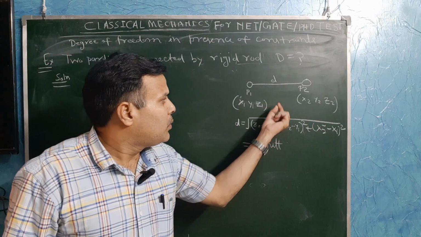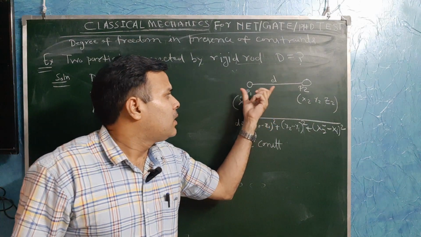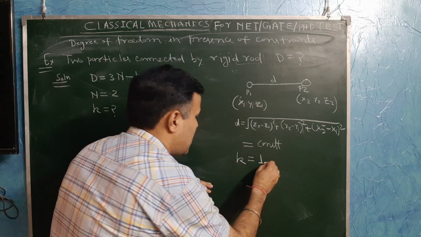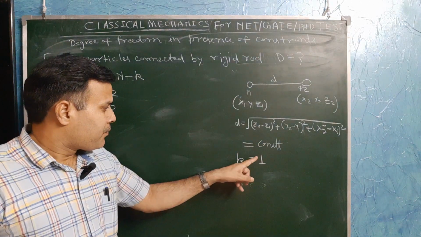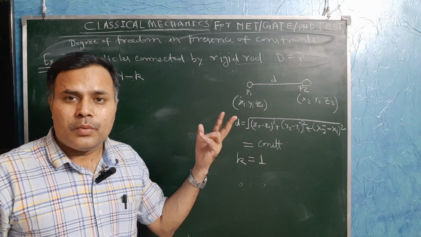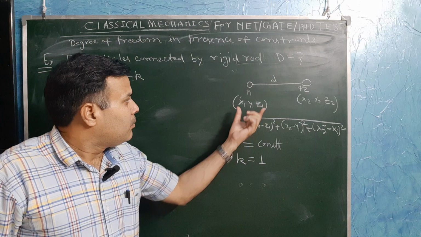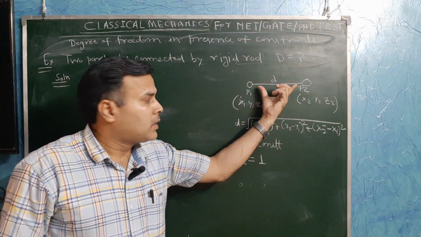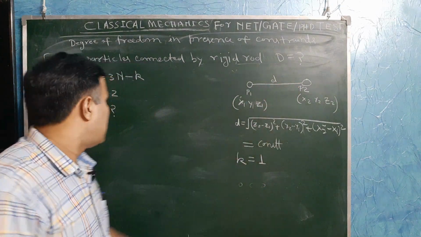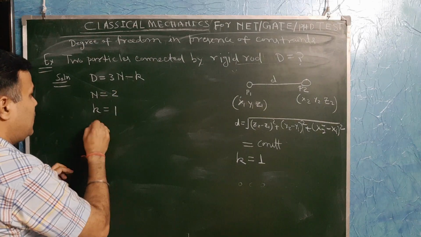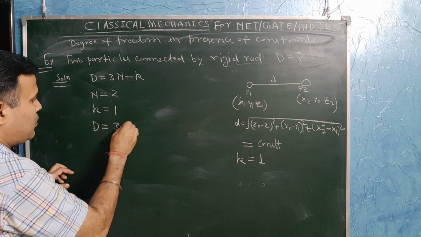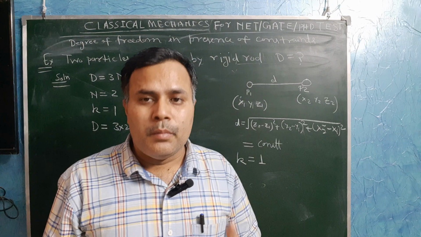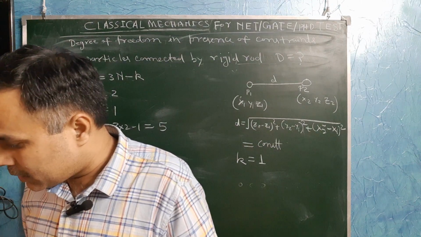And there is only one constraint present in this system, which is the distance between 2 points, which is constant. So k is 1. In this case, k is 1 and n is 2. And I hope it is clear to all of you, because in this system the distance between 2 points is constant, because this is connected by a rigid rod. So the degree of freedom is simply 3 into 2 minus 1. So there are 5 independent ways the particle can have motion. So this is the way to analyze it.